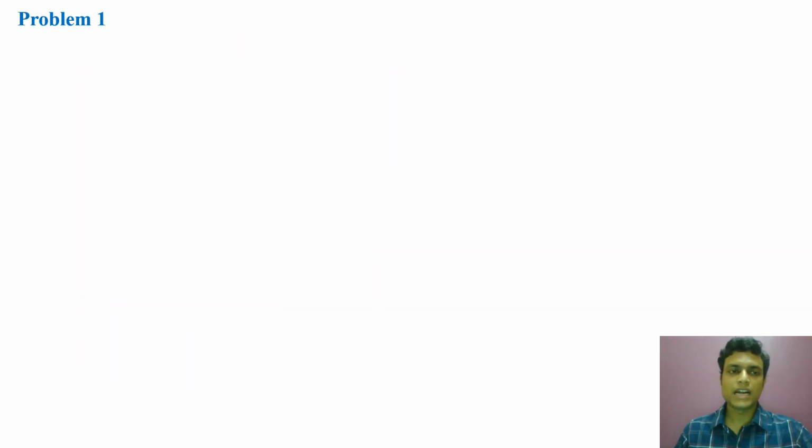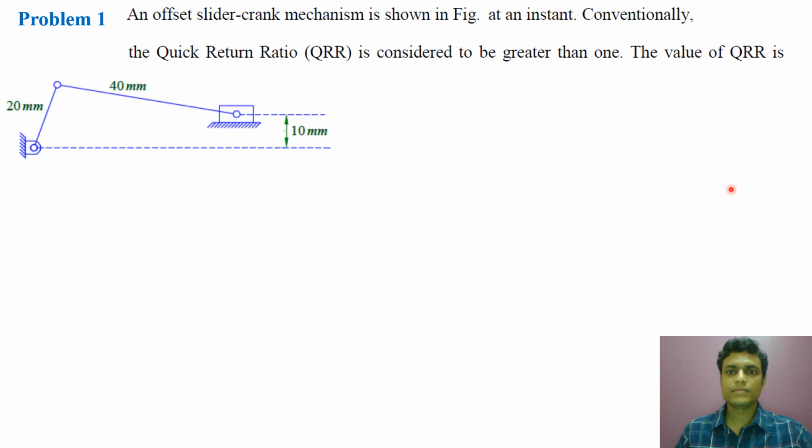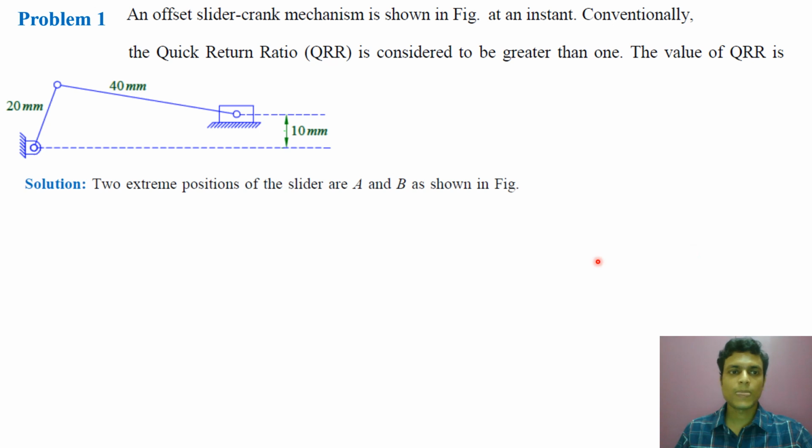Now let us start problems of GATE examination. So this is problem number 1, which states an offset slider crank mechanism is shown in the figure. So this figure shows an offset slider crank mechanism. The quick return ratio is considered to be greater than 1. The value of quick return ratio is to be determined.